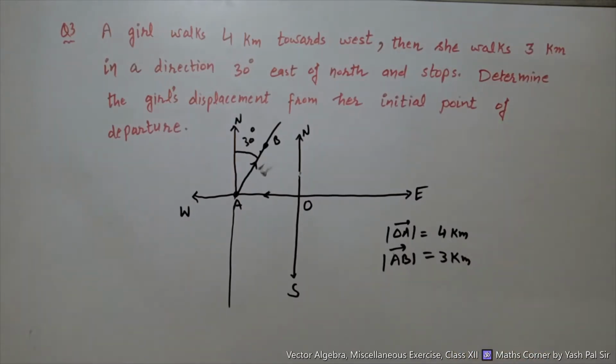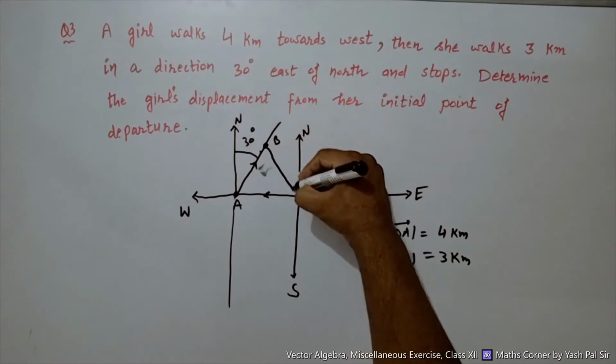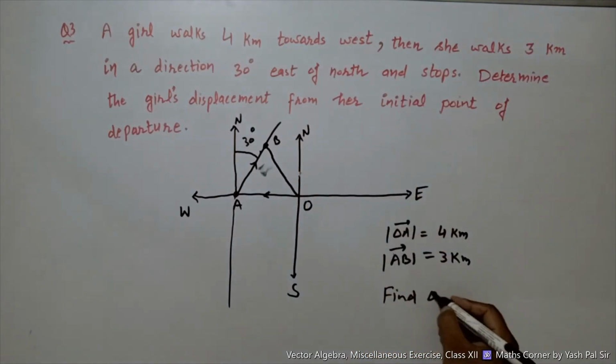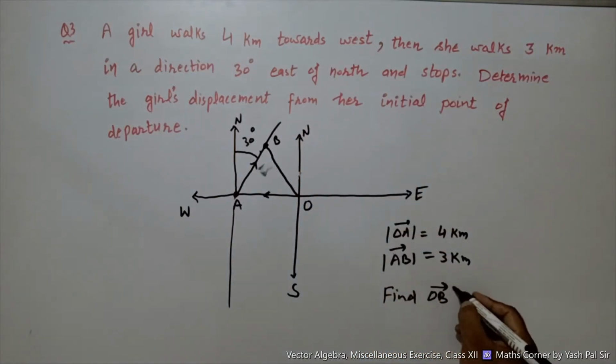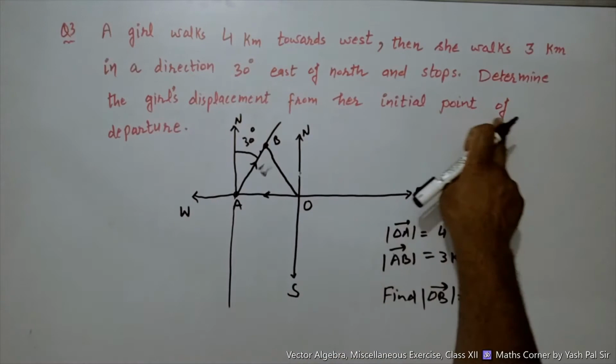Now what is the question? Find O to B. What is the distance O to B? O to B distance. Determine the girl's displacement from her initial point.